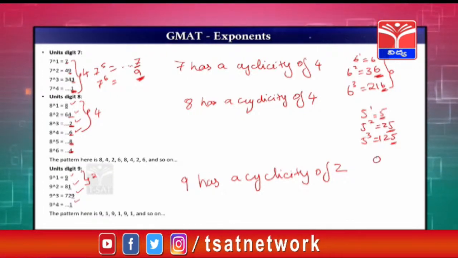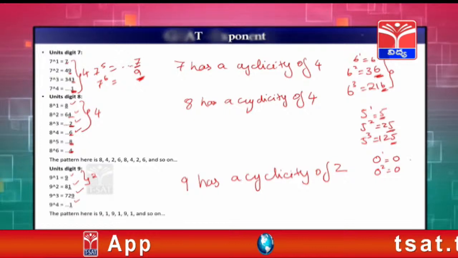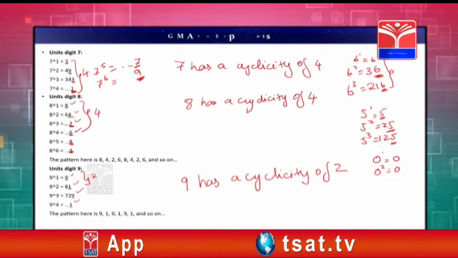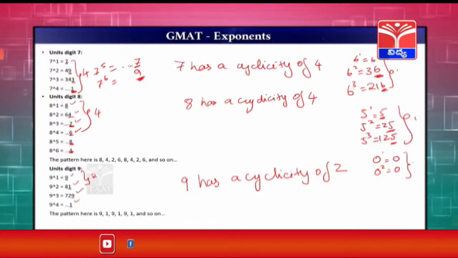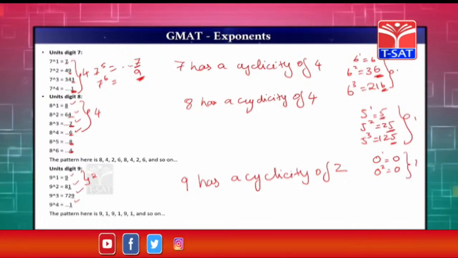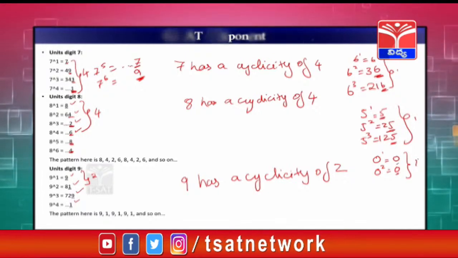And it is the same with 0. When you raise 0 to any number, it will always remain 0, so it again has a cyclicity of 1. These are all numbers which have a cyclicity of 1, that is, you raise them to any number, they will have the same units digit: 0, 5, 6.